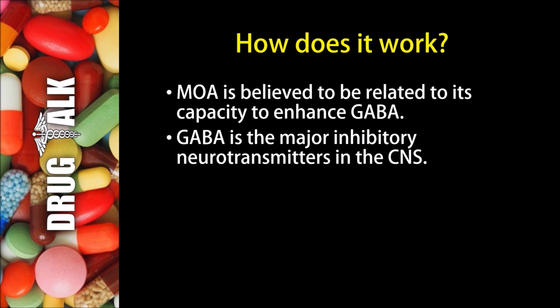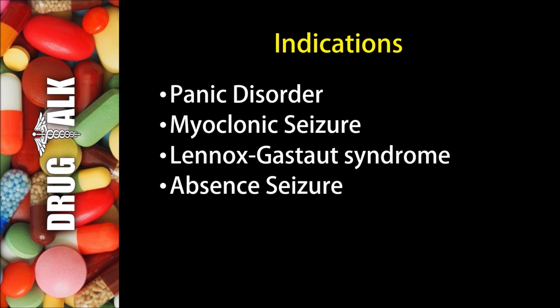So how does clonazepam work? Well, its mechanism of action is believed to be related to its capacity to enhance GABA. GABA is the major inhibitory neurotransmitter in the central nervous system. In terms of indications, or when we would prescribe this medication to a patient, we often see it used in panic disorder. We see it used to treat myoclonic seizures. It's used in Lennox-Gastaut syndrome, as well as in absence seizures.